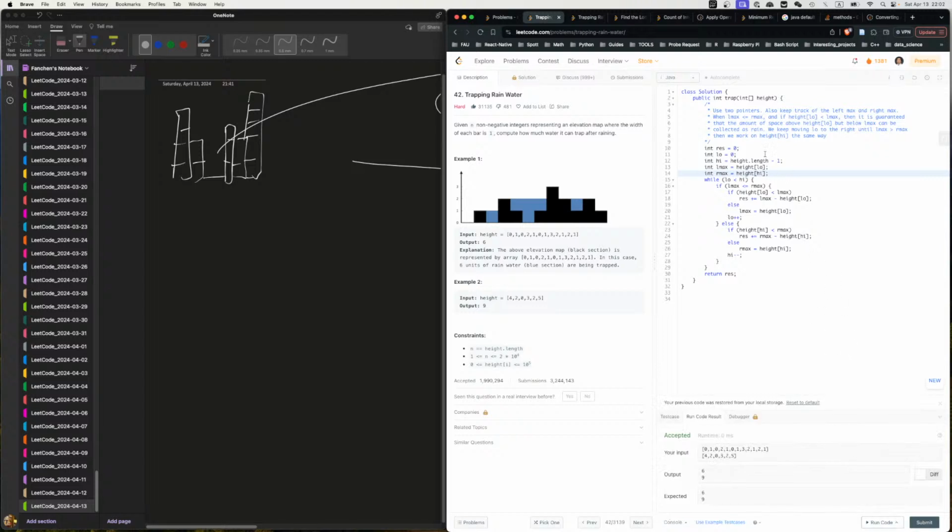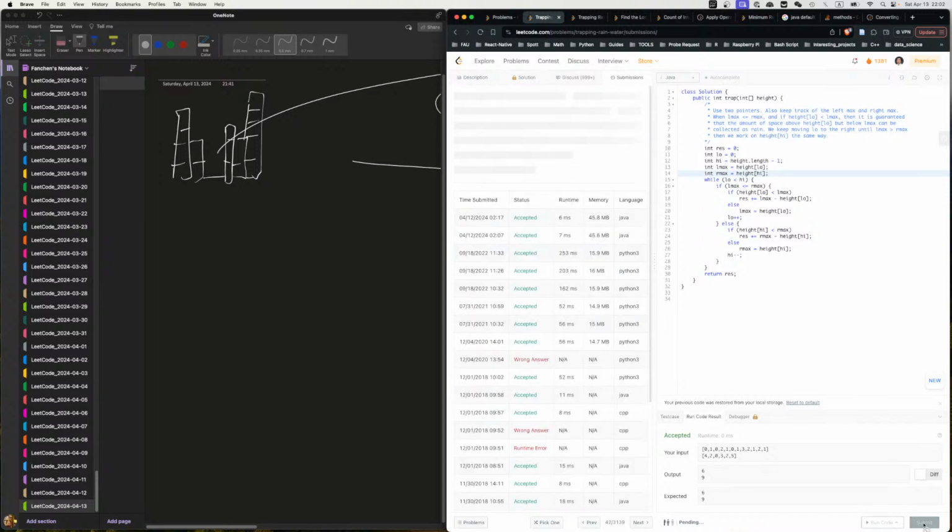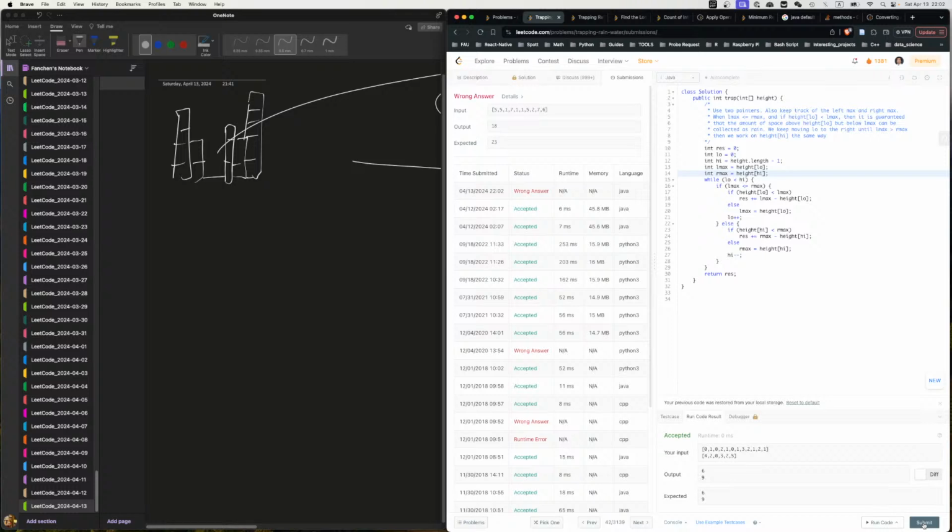And then, whichever is higher, we check on the other side. As we go, every time you're smaller, you guarantee that the amount of water above you can be collected. If not, we basically set a new max. Oh, that was bad. Huh? It's not right.